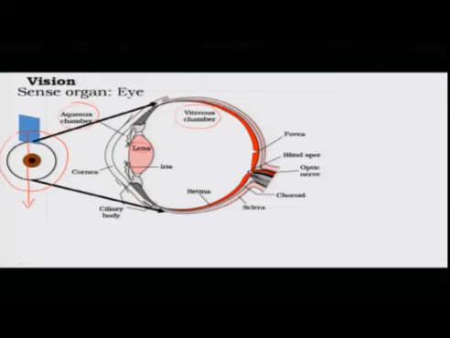So, the outermost layer is called the sclera. So, this is the sclera. What you see as white colored in your eye, that is the sclera. But the sclera is made up of very dense connective tissue, and it is a tough structure, and its function is to protect this very delicate organ, the eye.